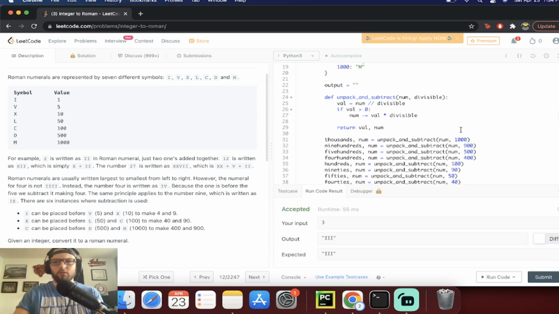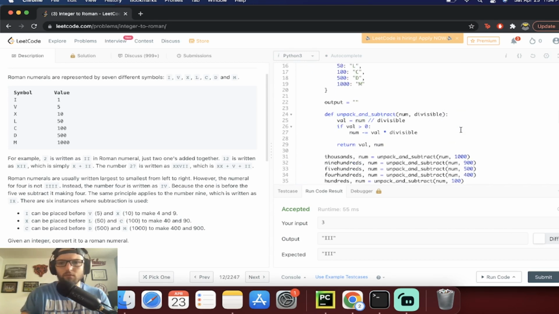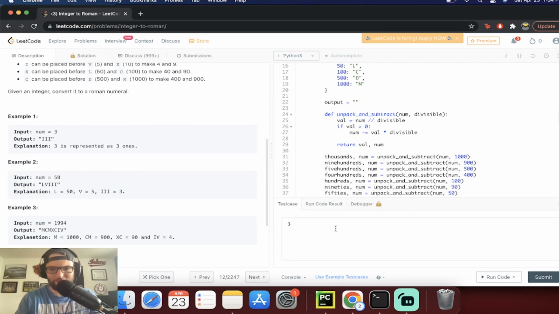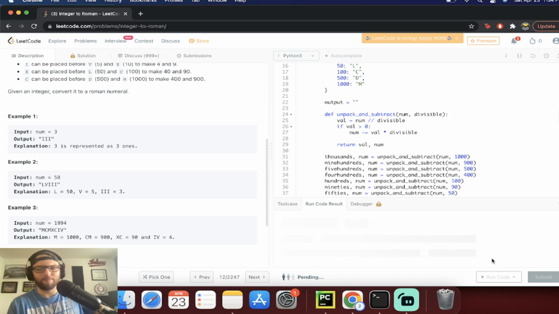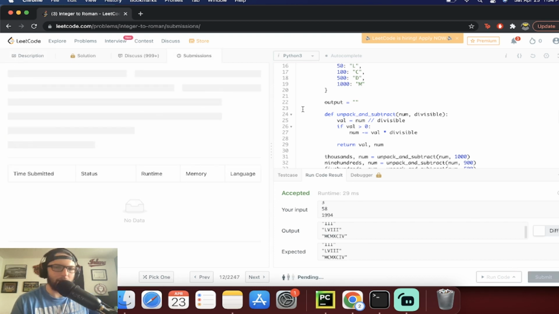Ugh. What a beefy problem. Seems like a lot, but I guarantee you it's fine. All right. 58 and 1994. Let's just see if these test cases pass. As you can see, we have an accepted output here. All of that looks fantastic. Let's hit the submit button and see where we're at.